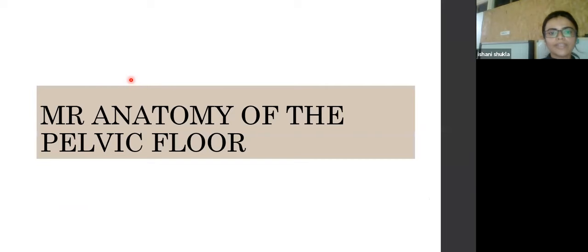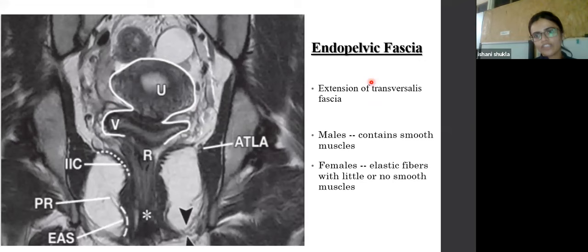So coming directly to the MR anatomy of the pelvic floor, the endopelvic fascia is actually an extension of the transversalis fascia. In males, it contains smooth muscles, whereas in females, it contains elastic fibers with little or no smooth muscles. This is a coronal T2-weighted image, which shows the endopelvic fascia. It actually covers the pelvic organs and the levator muscle.